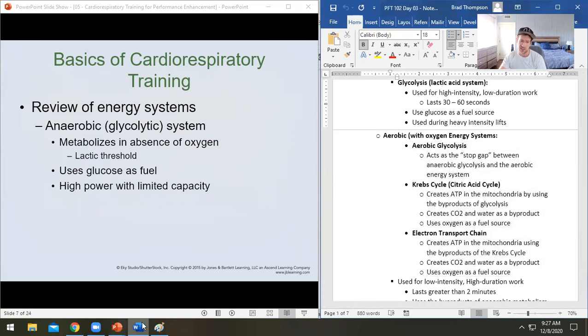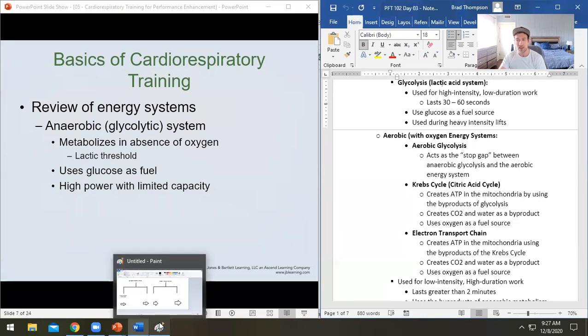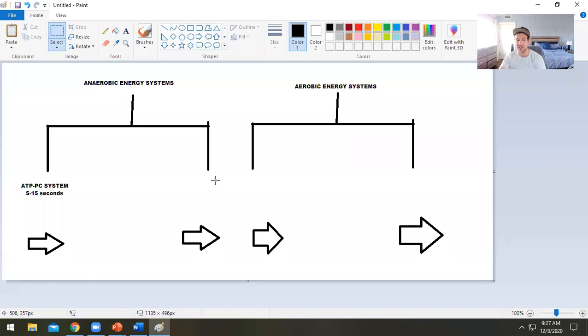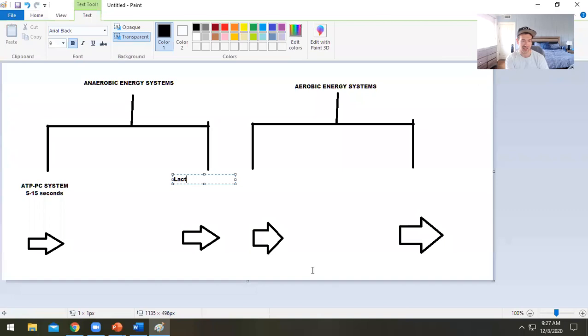So how long does glycolysis last? Well, depending on who you ask, anywhere from 30 to 60 seconds. And so this is where we're going to have the lactic acid or glycolysis. Actually, no, I'm going to put glycolysis. Glycolysis or lactic acid system. And like I said, that's going to last maybe 30 to 60 seconds, depending on who you ask, right?